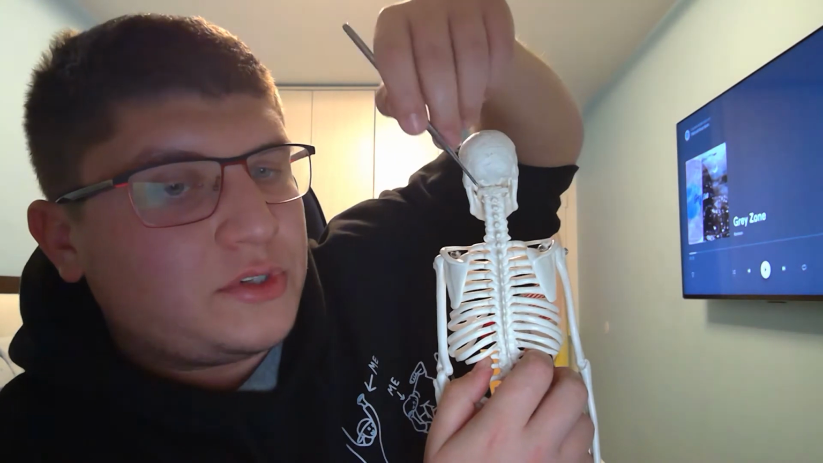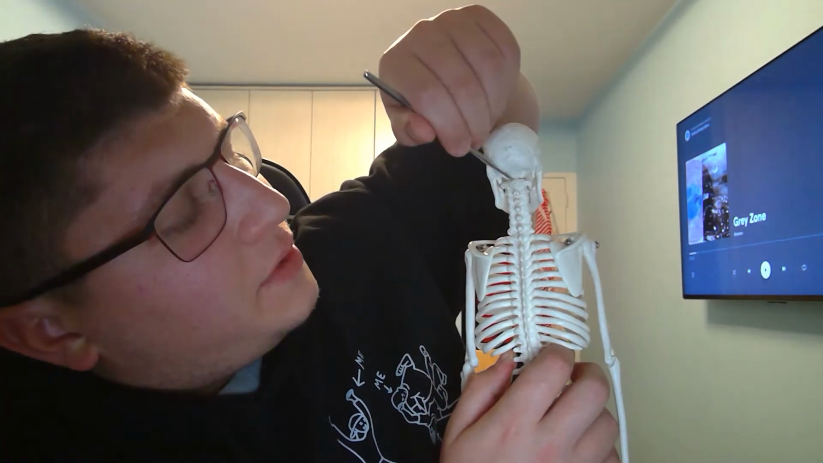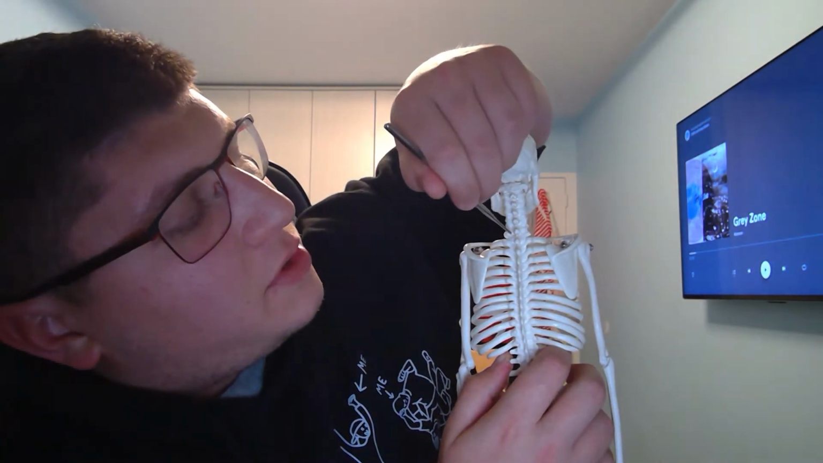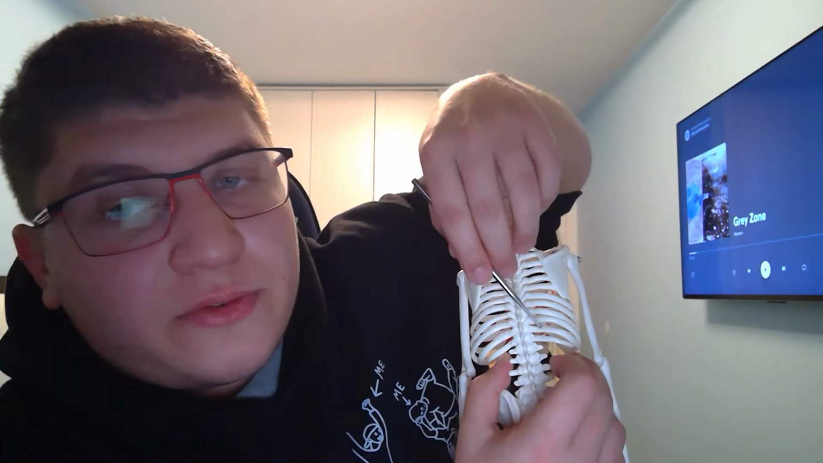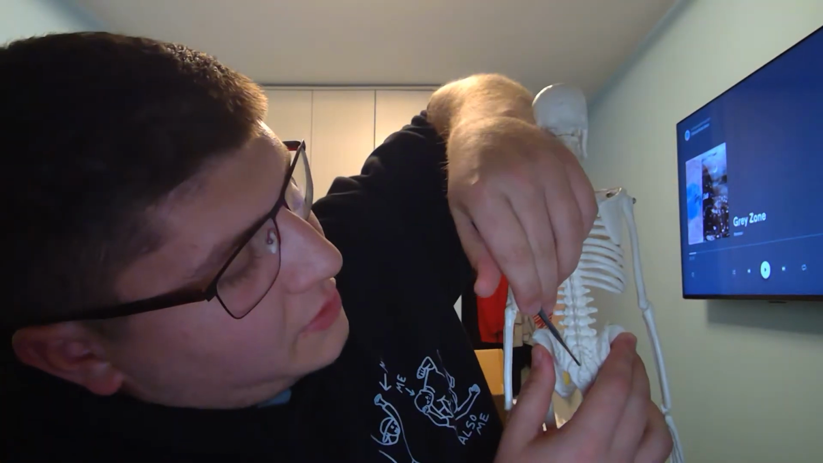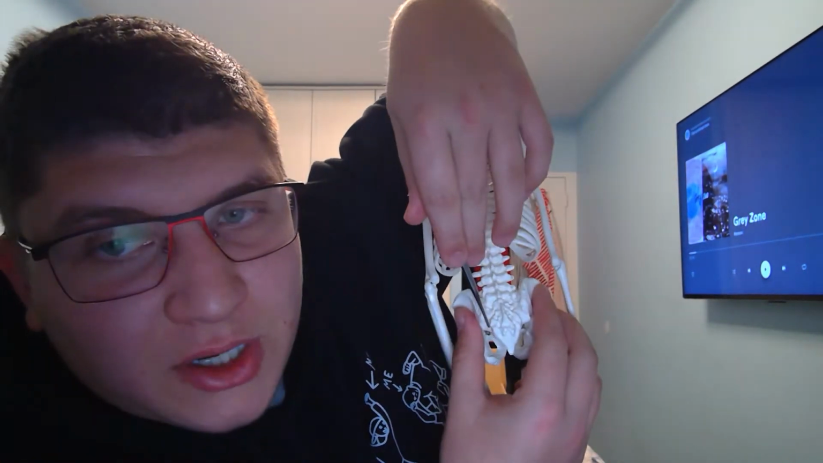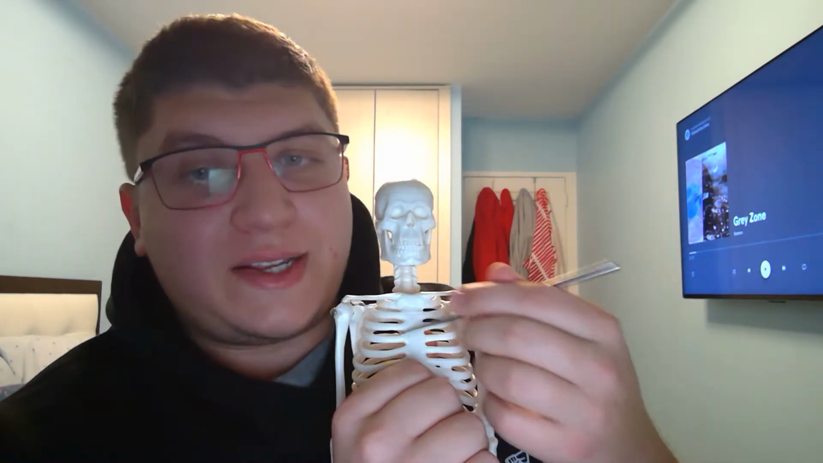After that, you have your cervical. There's 7 vertebrae in your cervical, 12 in your thoracic, and 5 in your lumbar. Underneath the lumbar, you're going to find the sacrum, and the very bottom is your coccyx, which is your tailbone.